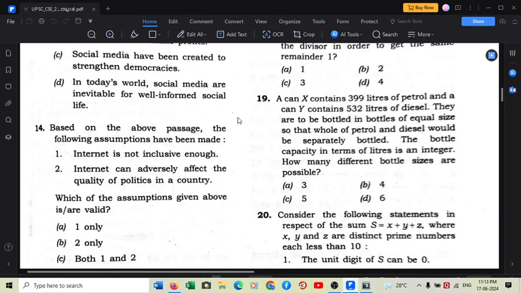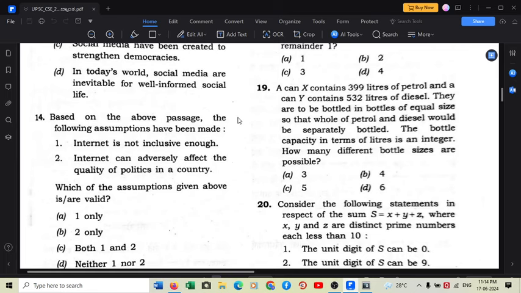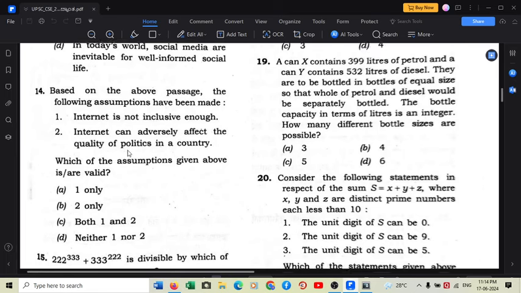Number 2, internet can adversely affect the quality of politics in a country. Definitely yes, and adversely means negatively, and it is negatively affecting because, as we can see from the central line of the passage, the politicians or the political party which has more hold over internet space, they are able to have more voice, they are able to engage more users. So definitely it is a direct line from the passage that this affects the quality of politics. So 1 and 2 both are correct. So answer is C, both 1 and 2.